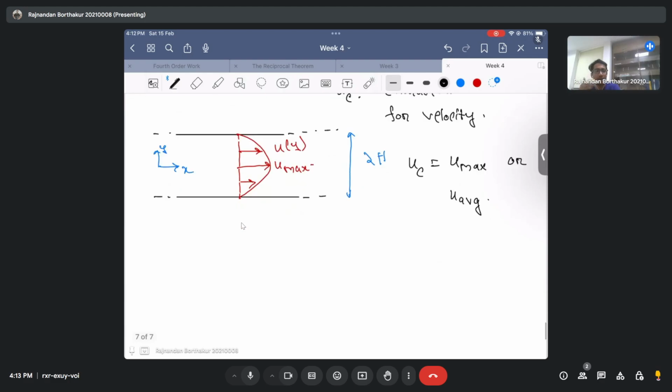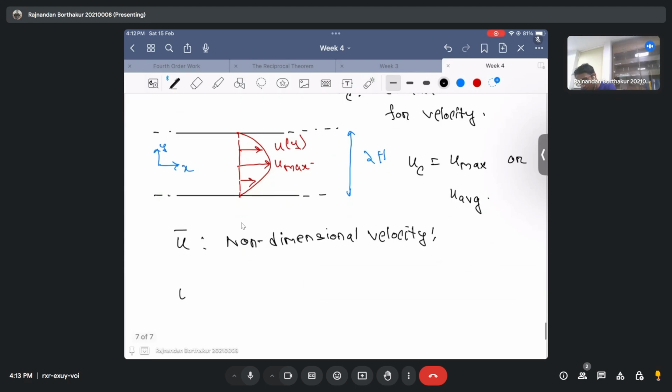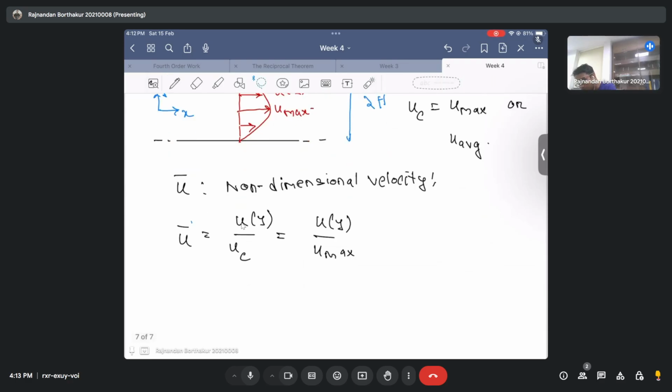Now the reason why you are defining this characteristic velocity is as follows. If I want to now define a non-dimensional velocity, let's say u bar, I would say that my non-dimensional velocity is my dimensional velocity divided by my characteristic velocity, which is uc. And this dimensional velocity is just a function of y, I would agree. And this uc is just u max. So my non-dimensional velocity, which also is a function of y, I can now define with respect to its dimensional counterpart divided by the characteristic velocity, which is u max.